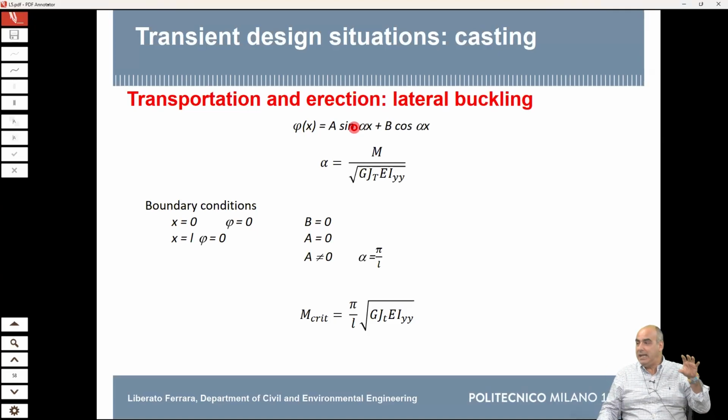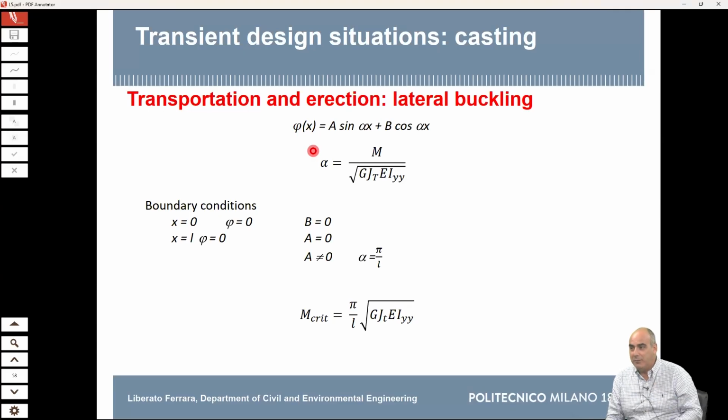But if I put A equal to 0, it means that phi is identically equal to 0. So there is no flexural rotation. So poor Euler, he didn't find any condition for which an instability deformation could occur. This is what we call the trivial solution, but it's not what we are looking for. There is another possibility, that the sinus of alpha L is equal to 0.